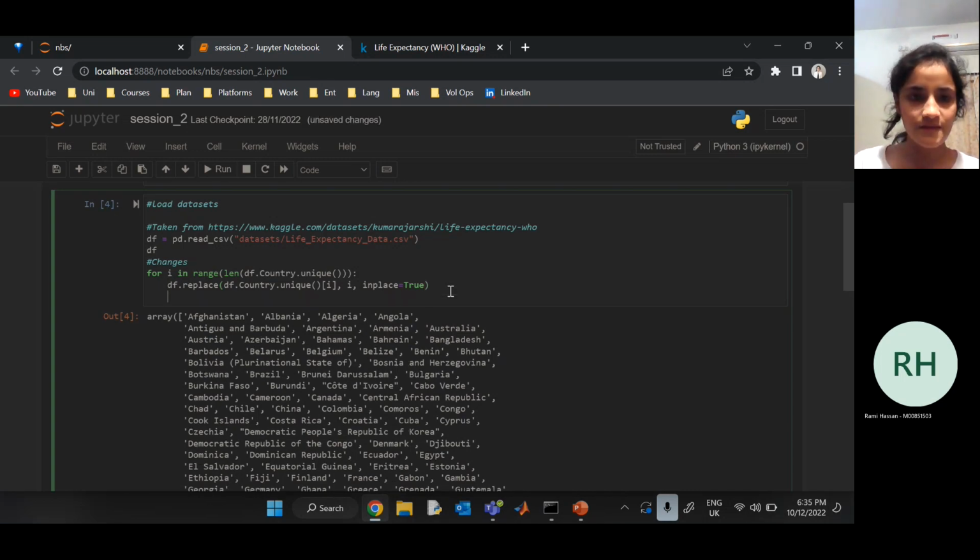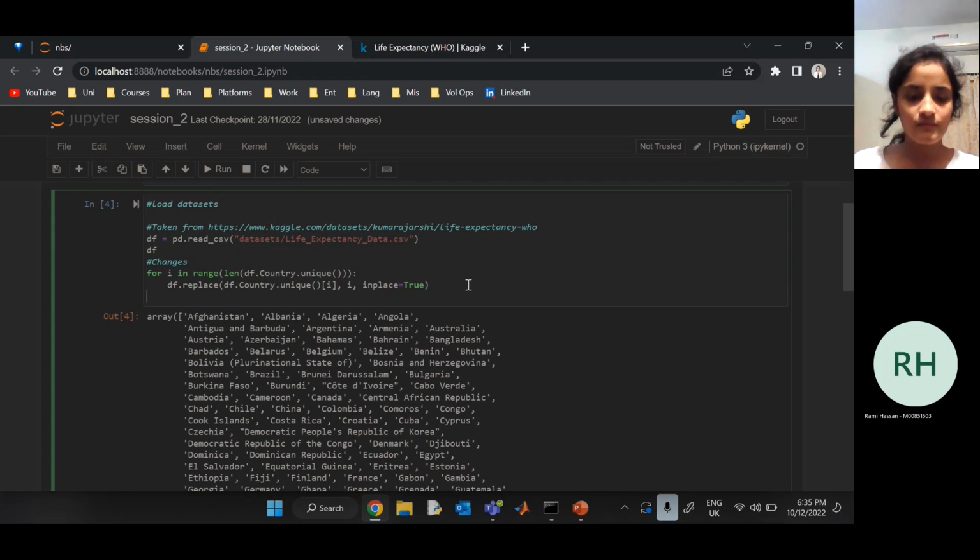So now if I run this, this line is going through each country. It's picking out that particular country by index and replacing it with that index. So the first country is going to be replaced with 0, the second country with 1, and on and on until the last one with that number.